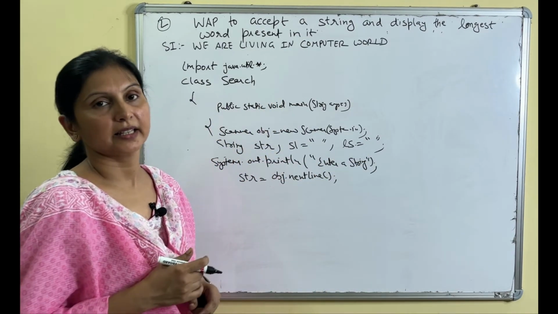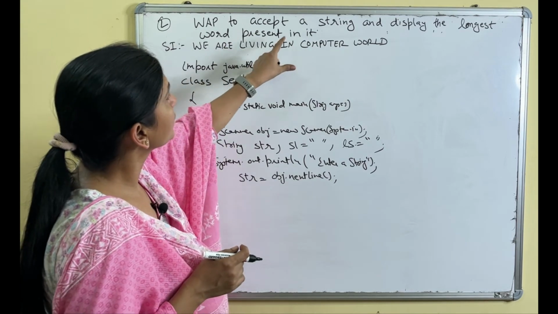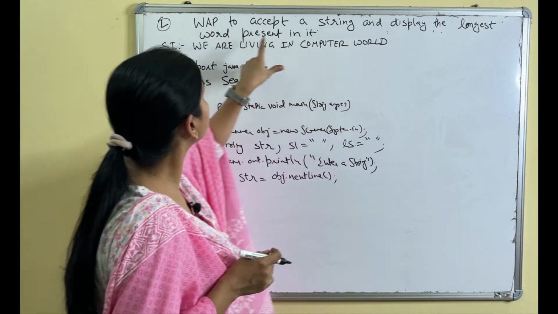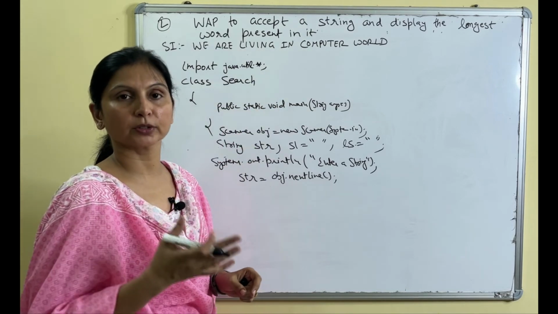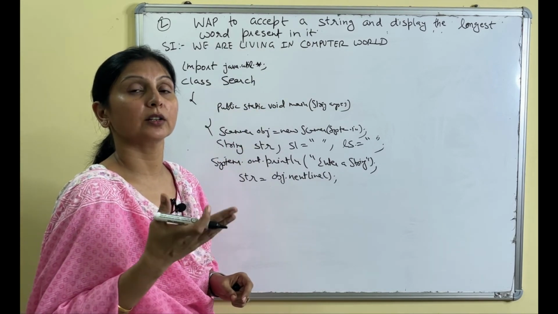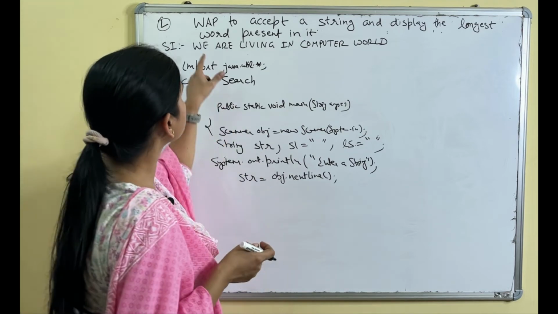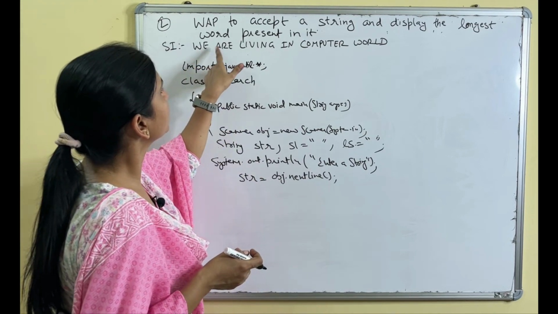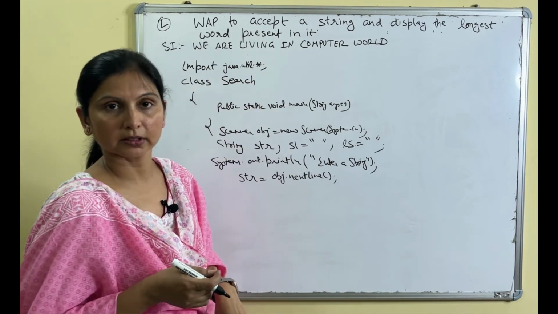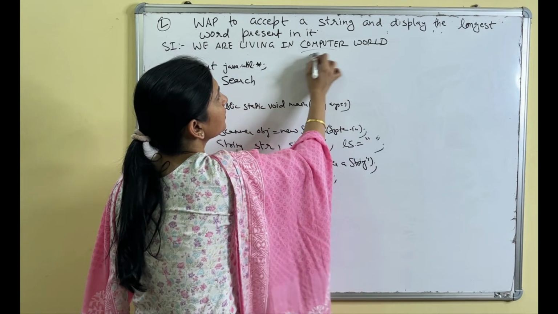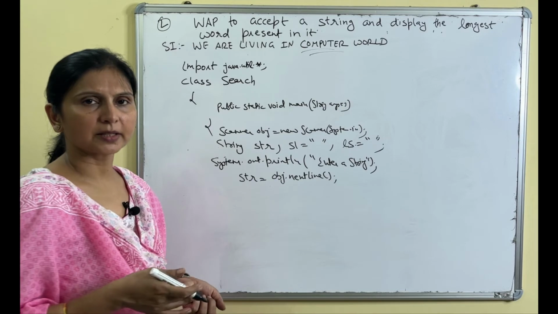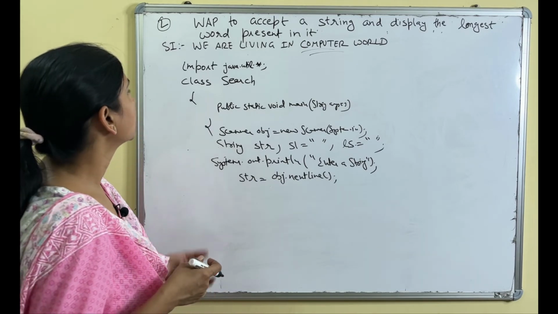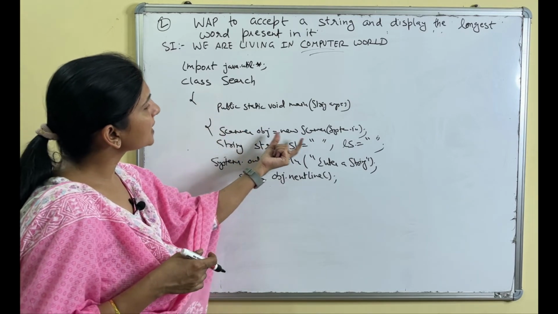Now we will see the next program, that is, write a program to accept a string and display the longest word present in it. So we have to input a string and display the longest word in the string. For example, the sample input given is "we are living in computer world". So the output should be "computer", the longest word. It's very similar to the previous one. First we will input a string.